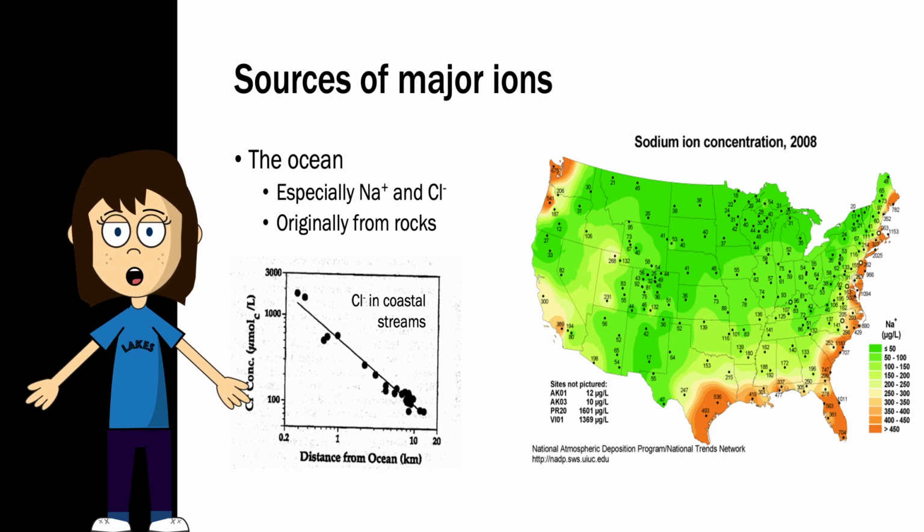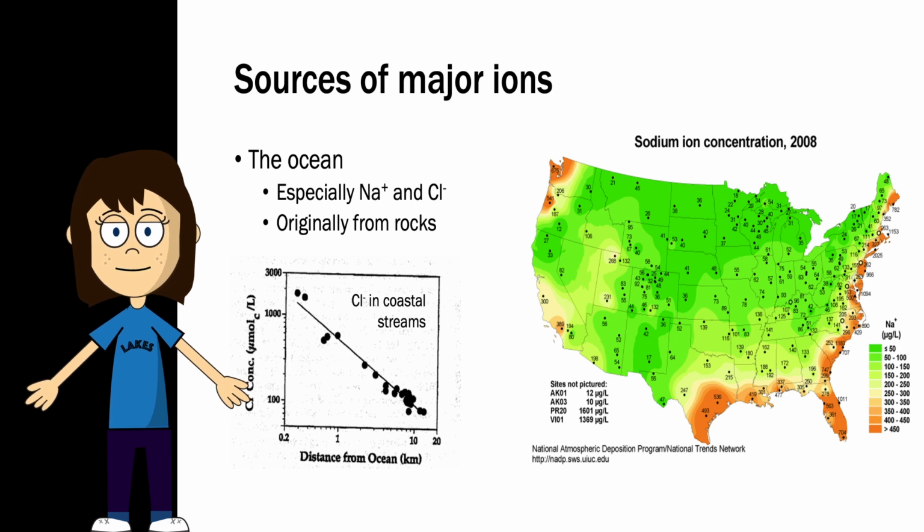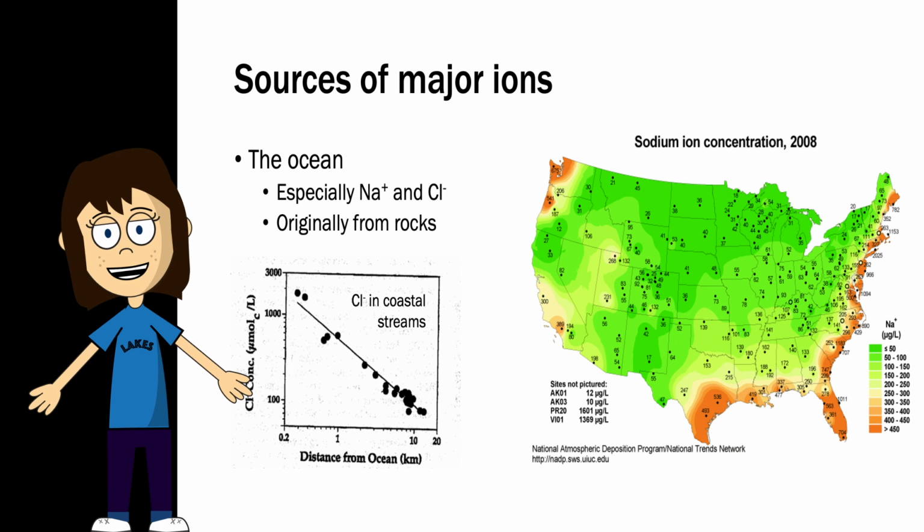And you can see from this global map from the National Atmospheric Deposition Program that most of the sodium deposition in the United States is very close to the coast, and sodium deposition inland, in the Midwest, is less than 50 micrograms per liter, which contributes very little to the overall water chemistry of inland lakes.